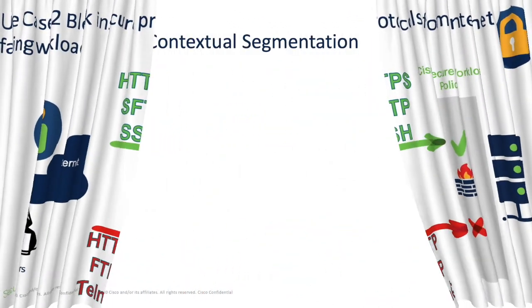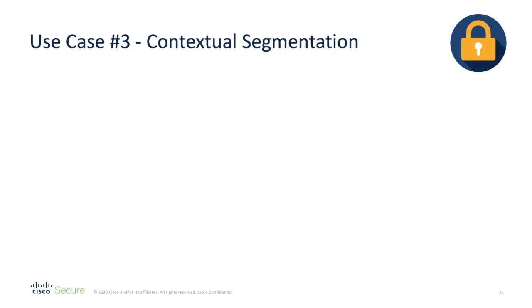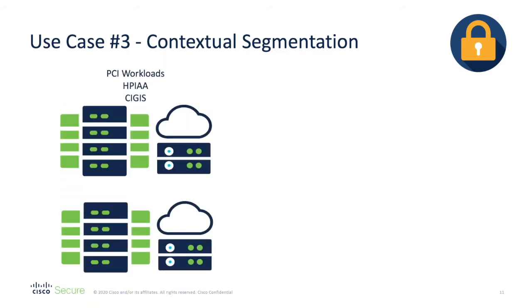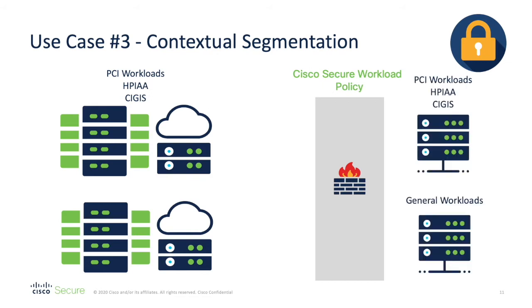Use case number 3, Contextual Segmentation. Do our customers have security policies like production cannot talk to non-production, or PCI cannot talk to non-PCI, or HIPAA servers cannot communicate with non-HIPAA servers? Cisco Secure Workload can define policy based off hostname, CMDB attribute, or IP range, which could allow a global InfoSec intent policy to be defined. Cisco Secure Workload will continuously update as new servers are added, existing servers are moved, or IP addresses are changed.